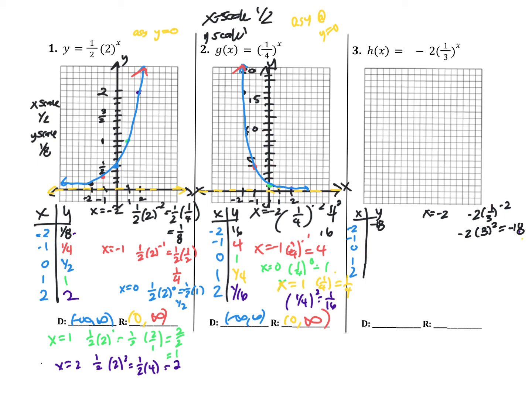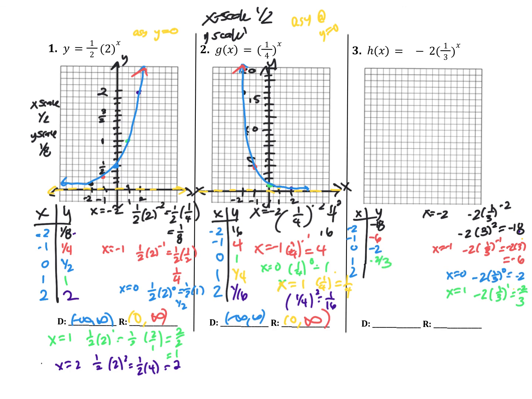And then if we look at the next value, if we plug in negative 1, if x equals negative 1, negative 2 times 1/3 to the negative first power is going to be negative 2 times 3, which is negative 6. If we plug in 0, if x equals 0, we have negative 2 times 1/3 to the power of 0, which is negative 2 times 1, which is going to be negative 2. If we plug in 1, we're going to have negative 2 times 1/3 to the first power, which is just going to be negative 2 times 1/3, or negative 2/3.